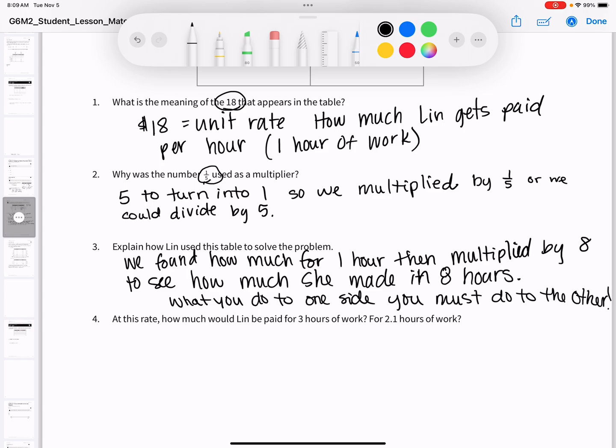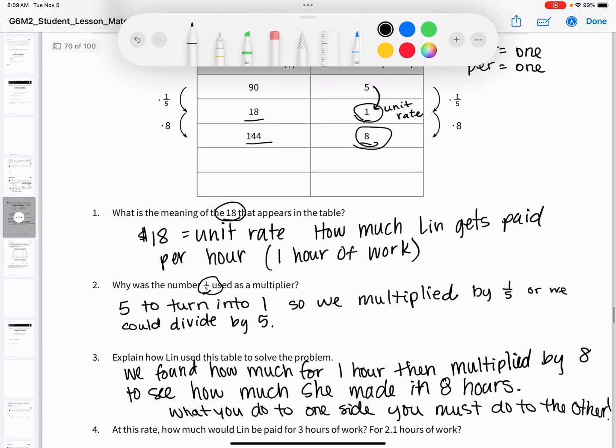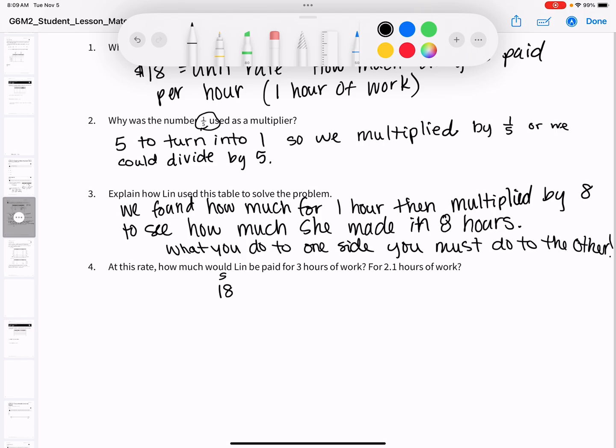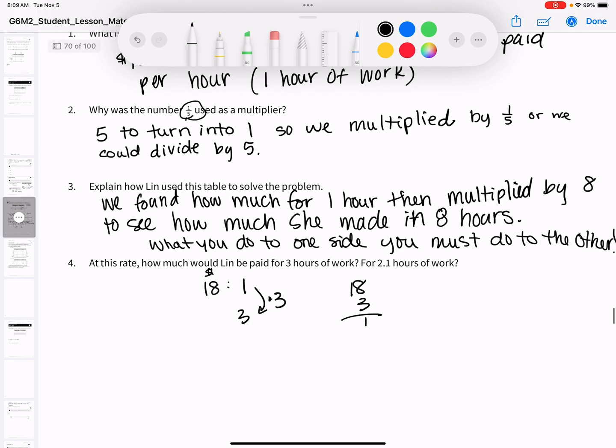Okay. At this rate, how much would Lynn be paid for 3 hours of work? Well, $18 is her 1 hour. So $18 for 1 hour. So now we need to go to 3 hours. That's multiplying by 3. So 18 times 3. 8 times 3 is 24. Carry the 2, 3, 5. So $54.